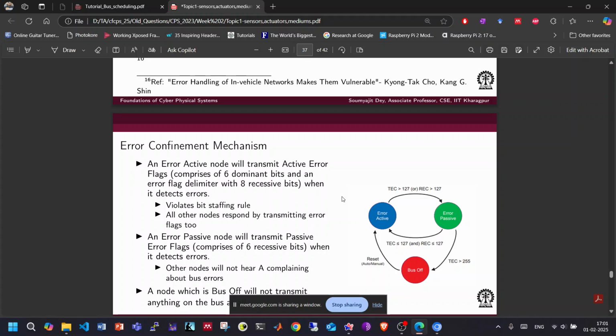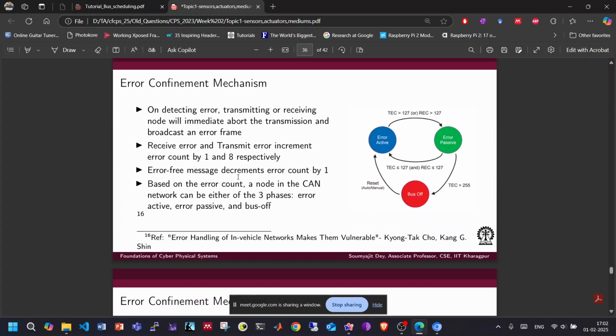In transmission, you said whenever there is an error, the TEC is increased by 8. Yes. But in reception, if the error is there, the REC is increased by 1. Why is it so? What do you mean why it is so? You have to understand that there are two flags basically. The error counter combines TEC and REC. TEC represents an error for transmission, and REC represents an error for reception.